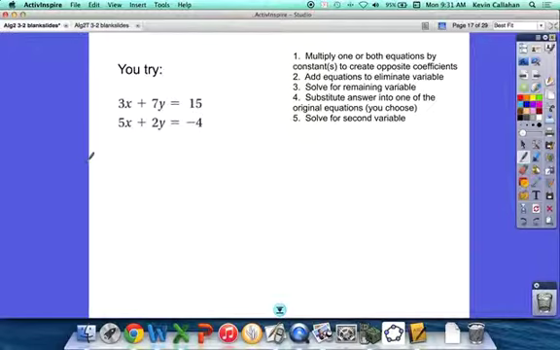It's kind of like finding a least common denominator, right? What's the smallest number that both 3 and 5 divide into? 15. So maybe you'd multiply this one by 5 and this one by -3. Or 7y, 2y, maybe you'd do this one by 2 and this one by -7. You get to pick which way you want to go with that.